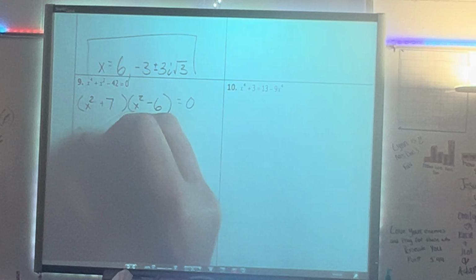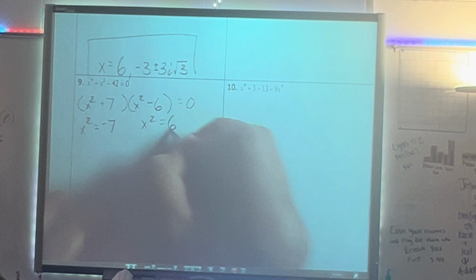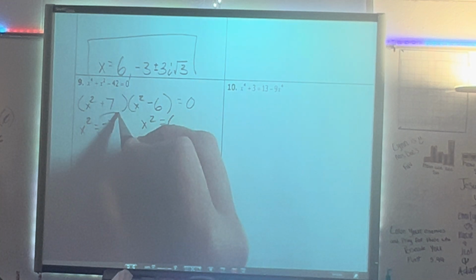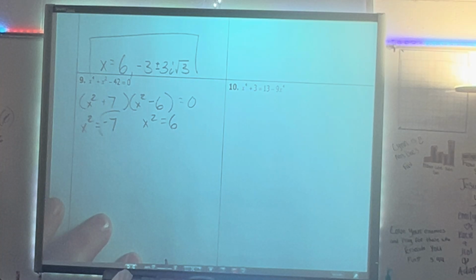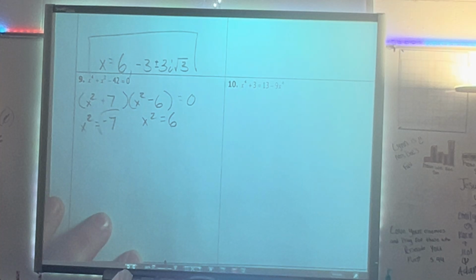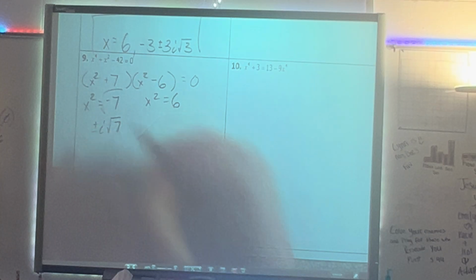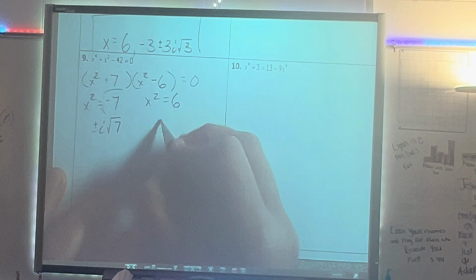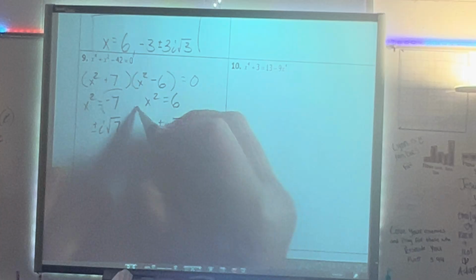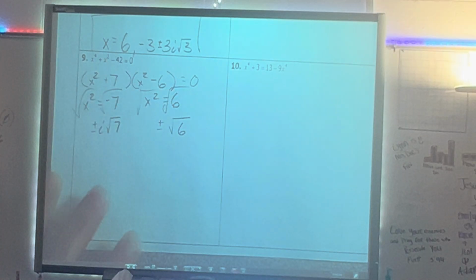So here, I'm going to have x squared equals negative 7. And here, I'm going to have x squared equals 6. When I take the square root of this one, all I can do is pull the i out. Does that make sense? So this is going to be plus or minus i root 7. This one is just going to be plus or minus the square root of 6, because I can't do anything with the 6. Are y'all okay there? And that takes care of all 4. Questions on that one at all? Or y'all are good?